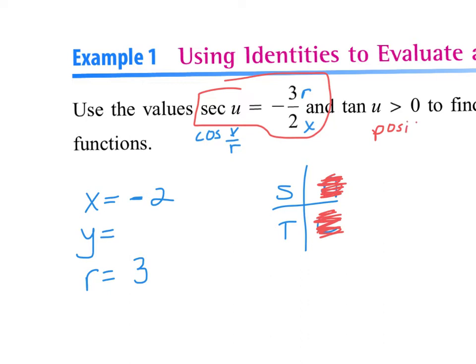Greater than 0. That means it's positive. So in the 2 quadrants that we have remaining, where is tangent positive? Quadrant 3. So I can cross this off.